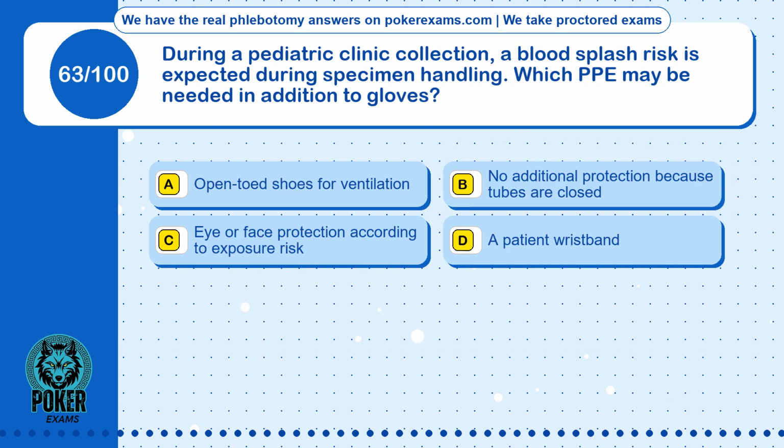Question 63. During a pediatric clinic collection, a blood splash risk is expected during specimen handling. Which PPE may be needed in addition to gloves? Option A. Open-toed shoes for ventilation. Option B. No additional protection because tubes are closed. Option C. Eye or face protection according to exposure risk. Option D. A patient wristband.